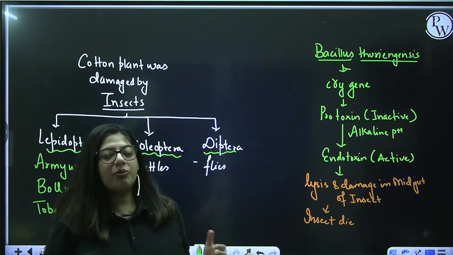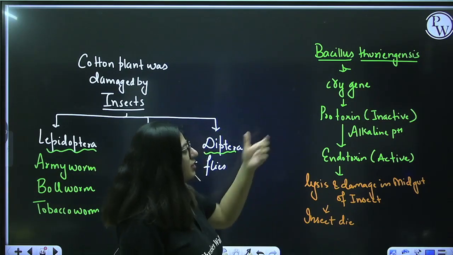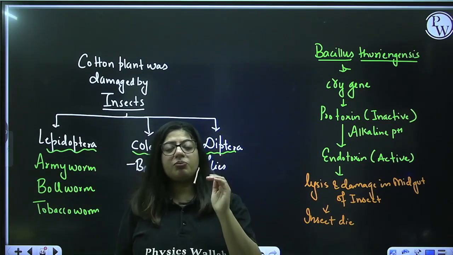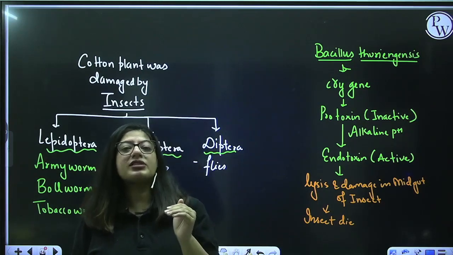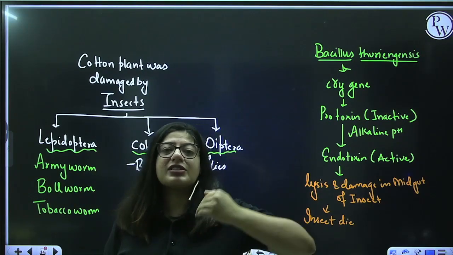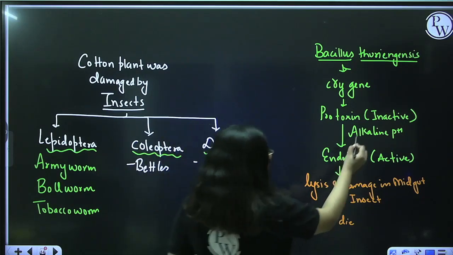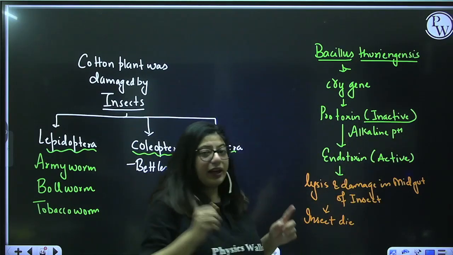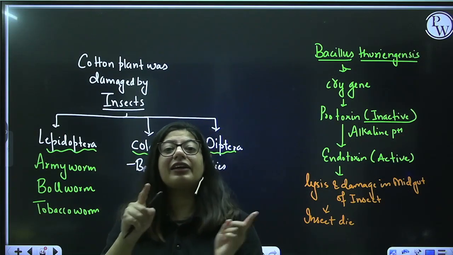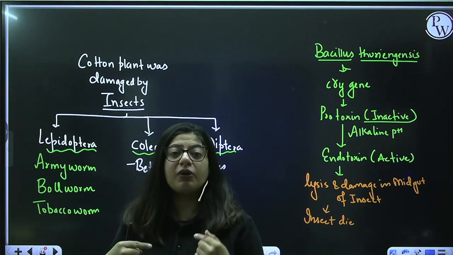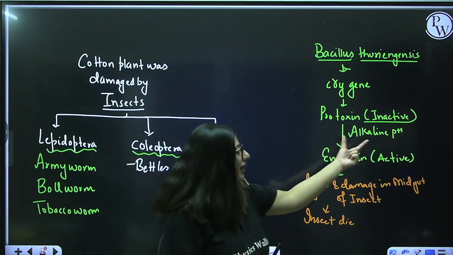This bacteria produces a toxin. It has a gene known as cry gene. That gene produces a protoxin. Protoxin is an inactive toxin. So the toxin which is secreted by the bacteria is always inactive. That's a plus point. Because this toxin is inactive, it cannot kill the bacteria and it cannot harm us also. Because to activate this, we need alkaline pH.